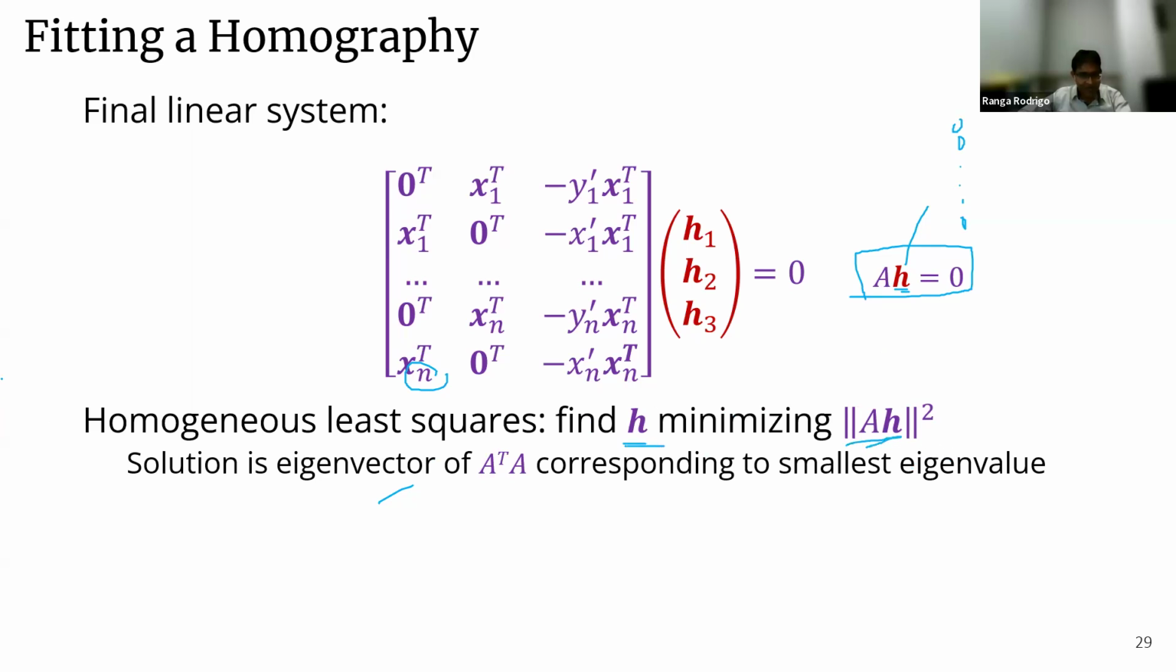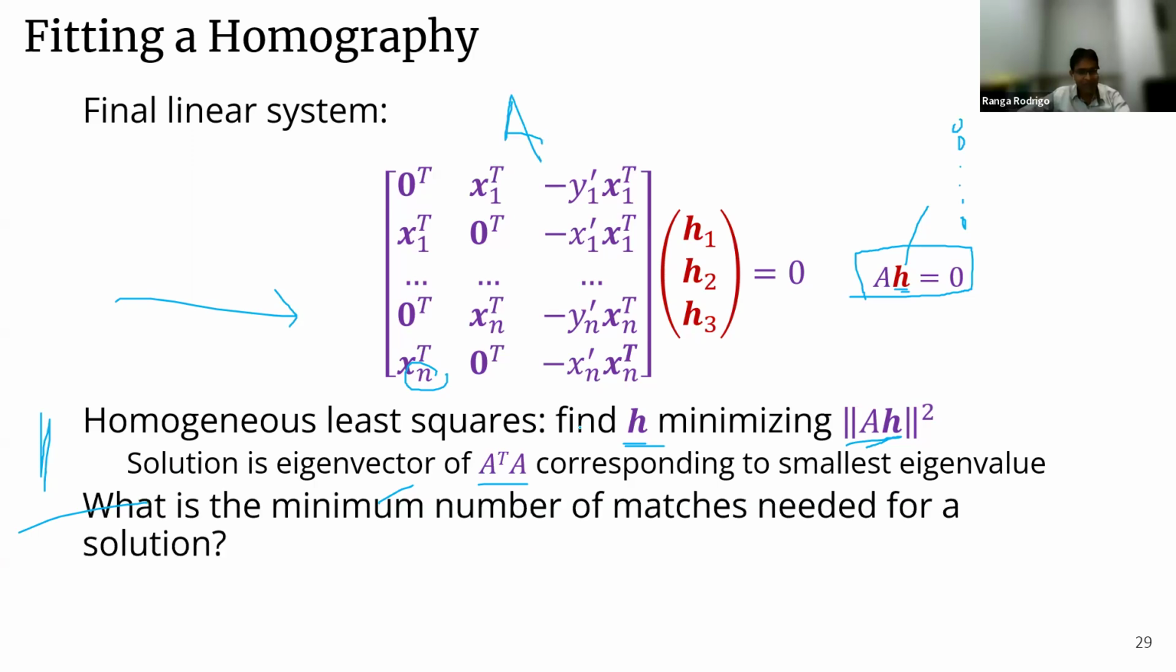There's a very well-established theory for that. The solution is given by the eigenvector of A transpose A corresponding to the smallest eigenvalue. This is how you would solve a homogeneous system like that. If you want to implement this, I don't think it's too hard. You take the points and construct this equation. This is your capital A matrix, and you get A transpose A and do singular value decomposition. Very simple.